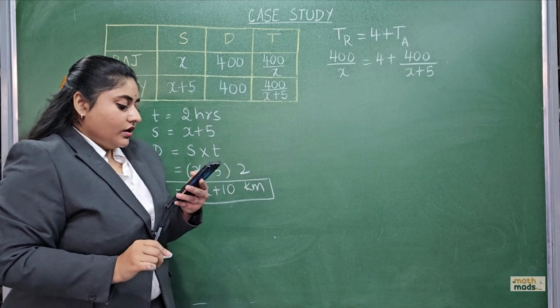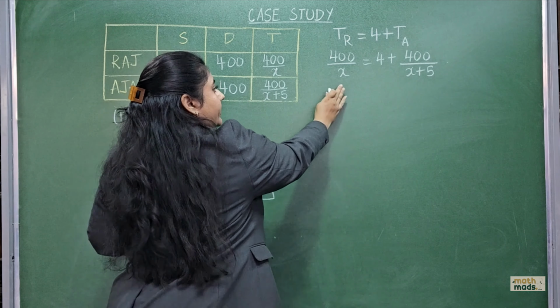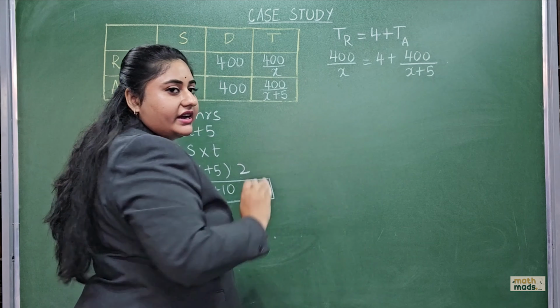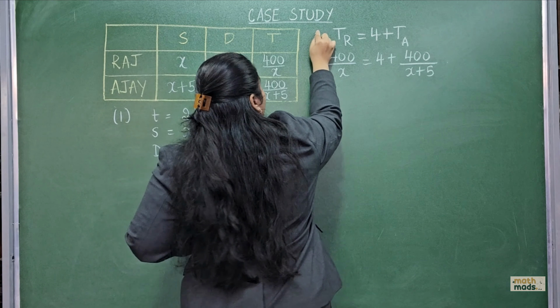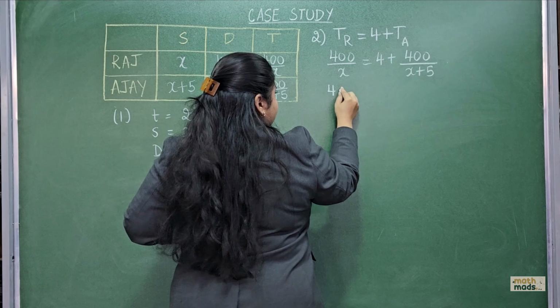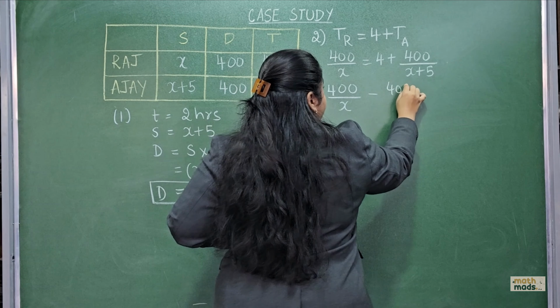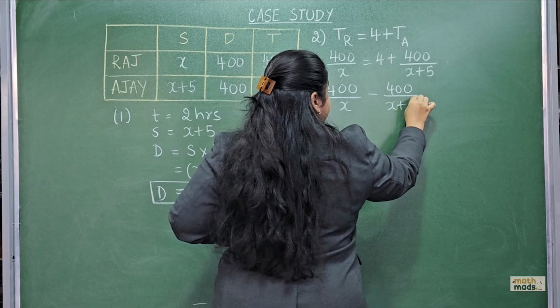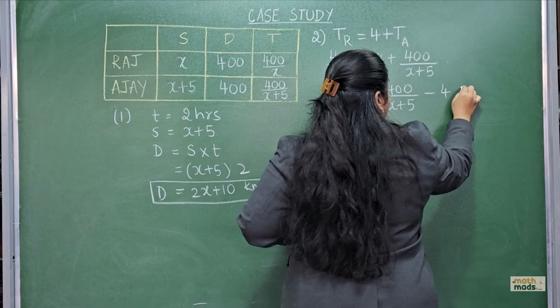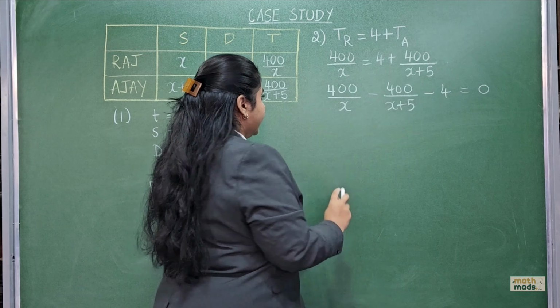Second question, describe a quadratic equation for the given situation. So we already have an equation. Let's simplify it further and arrive at a quadratic equation. So 400, let me bring everything to left hand side. 400 by X minus 400 by X plus 5 minus 4 is equal to 0. Right? Now take the LCM. LCM will be X into X plus 5.